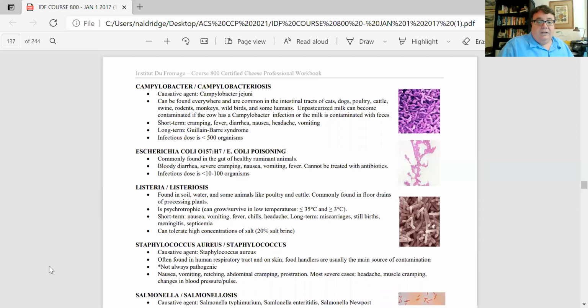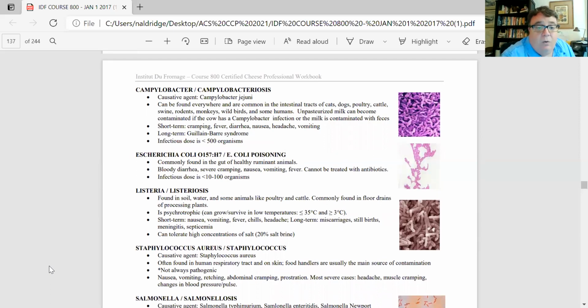Like Campylobacter. Know the causative agent. Where can it be found? Intestinal tracts of cats, dogs, poultry, cattle, and swine. But you know that it comes from the intestinal tracts. Unpasteurized milk can become contaminated.